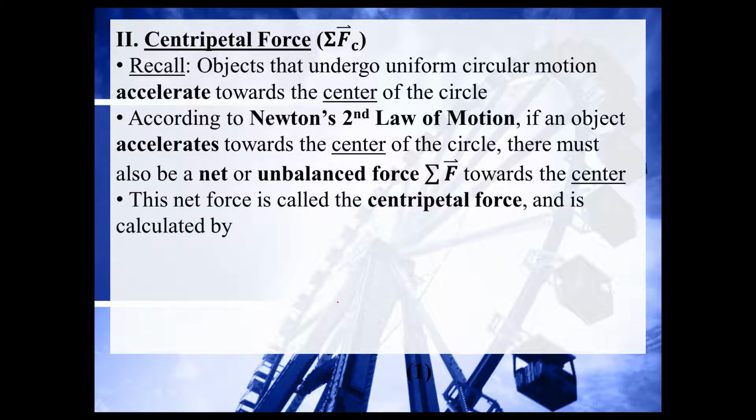We call this net or unbalanced force a centripetal force. And again, centripetal because it's a center-seeking force. It's always going to point towards the center of the circle. And we can actually calculate this force using the equation for Newton's second law of motion. What I have is sigma Fc is equal to mac. So the only difference between this equation and the way I wrote down Newton's second law of motion in the dynamics unit is I changed the subscript attached to the F and the A. I've put the subscript C here. The C just means we're looking at a center-seeking net force and center-seeking acceleration.